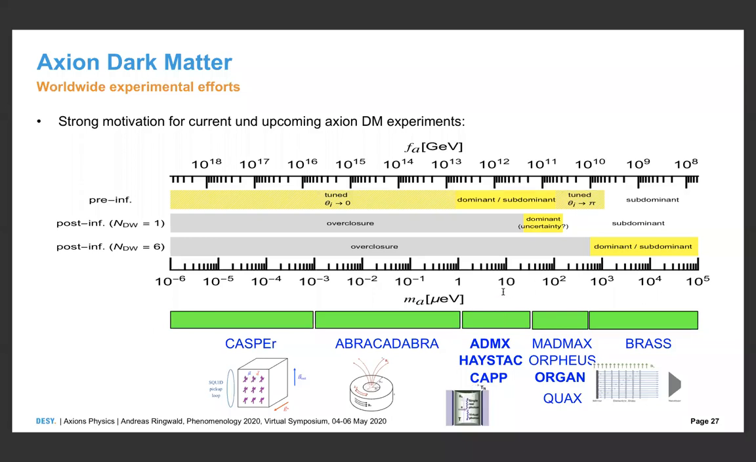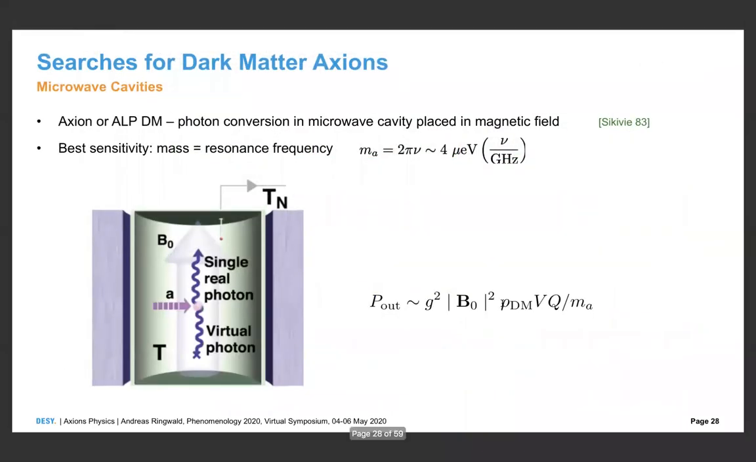There are microwave cavity experiments, which are really operating now at the moment, like ADMX, HAYSTAC, and so on. And there are newcomers at the high end, which are motivated by the post-inflationary symmetry breaking, like MADMAX and BRASS and QUAX and so on. So just in the last few minutes, I summarized these searches for dark matter axions.